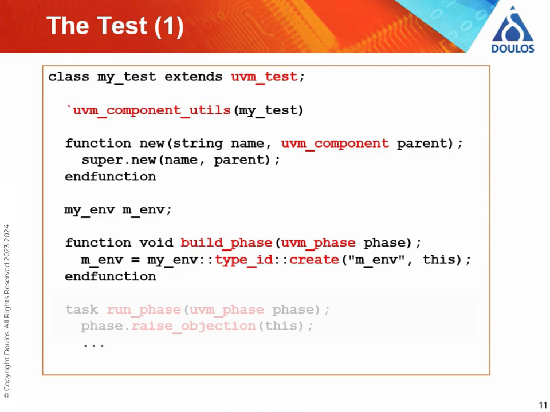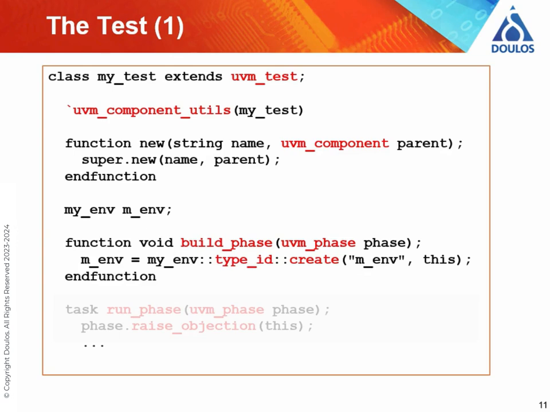Next, we have overridden a function called build phase. Remember a few slides back I mentioned the various phases and described some of the things that need to be done in those various phases. What I didn't say was how to make something happen in a particular phase. Well, here's the answer to that question.